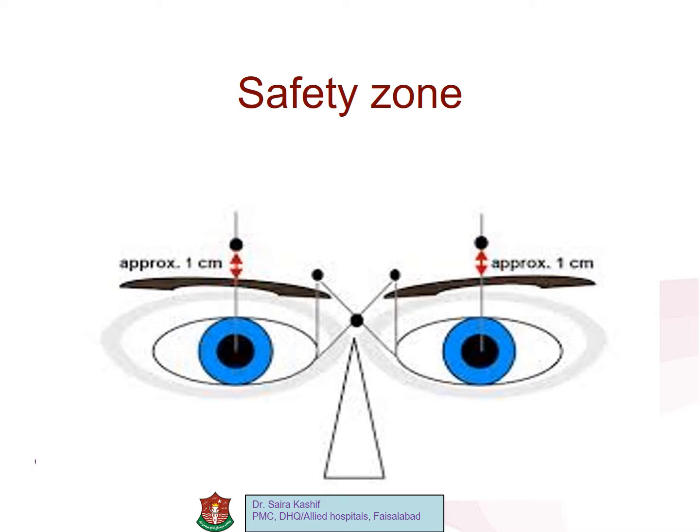This injection point is very important because most of the complications will arise from a wrong injection over this side. This should be 1 centimeter above the supraorbital ridge along the mid-pupillary line.